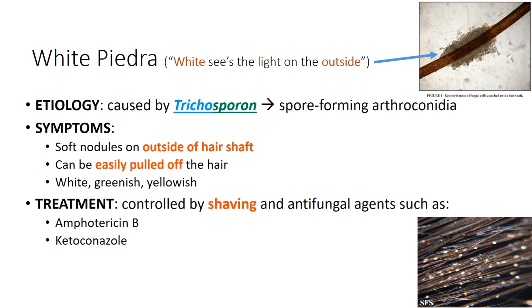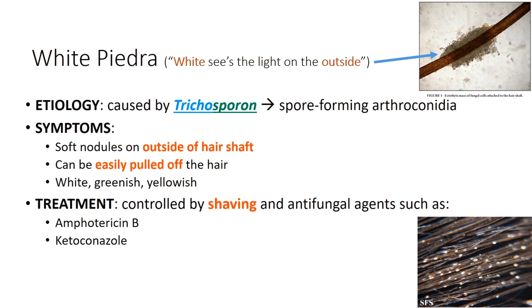So white Piedra, I just think of white sees the light on the outside, so obviously you can see something that's bright and white outside. This is something that infects your hair follicles, and it affects the outside. So it just kind of grows on the outside of your hair follicle. It doesn't go into it. And this is caused by Trichosporon, and I want to emphasize sporon.